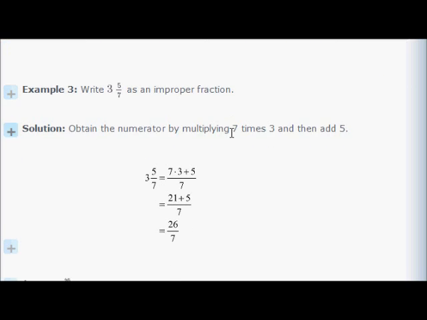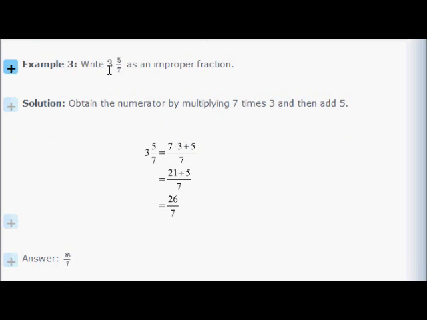3 5/7, we want to write that as an improper fraction. So what does this mean? It means we have more than one pizza. We have three full pizzas, plus we have 5/7 of a pizza, which means each pizza has seven slices in it. And we have five of those slices left for this one. So these pizzas all have seven slices in them, right? If you have three full pizzas, each of them with seven slices, you have 21 slices. Seven slices per pizza times three pizzas is 21 slices.